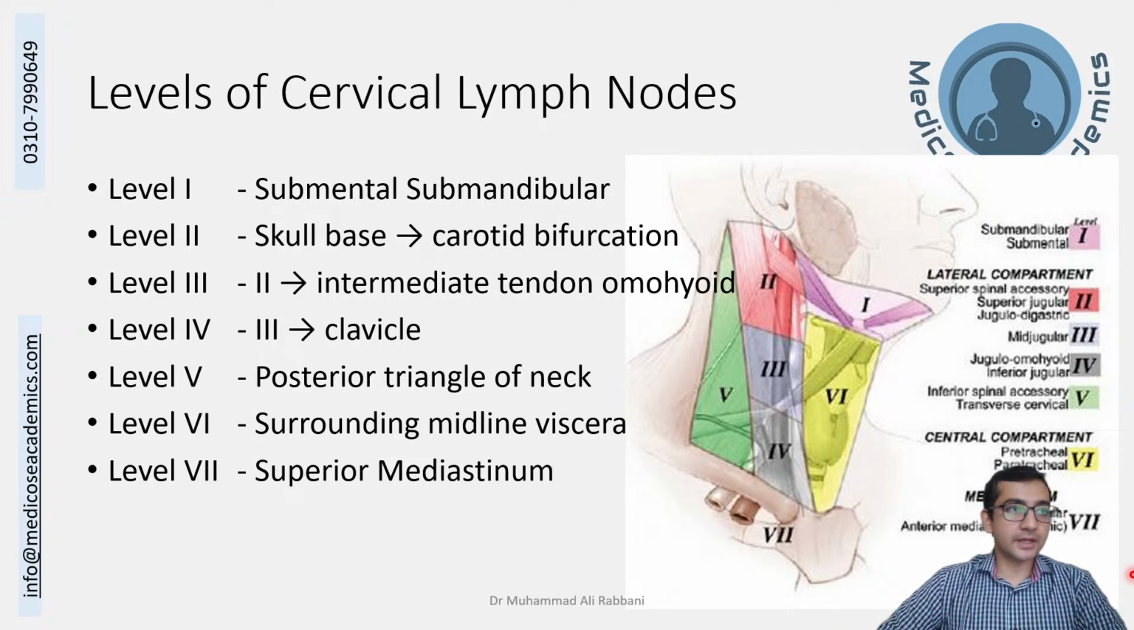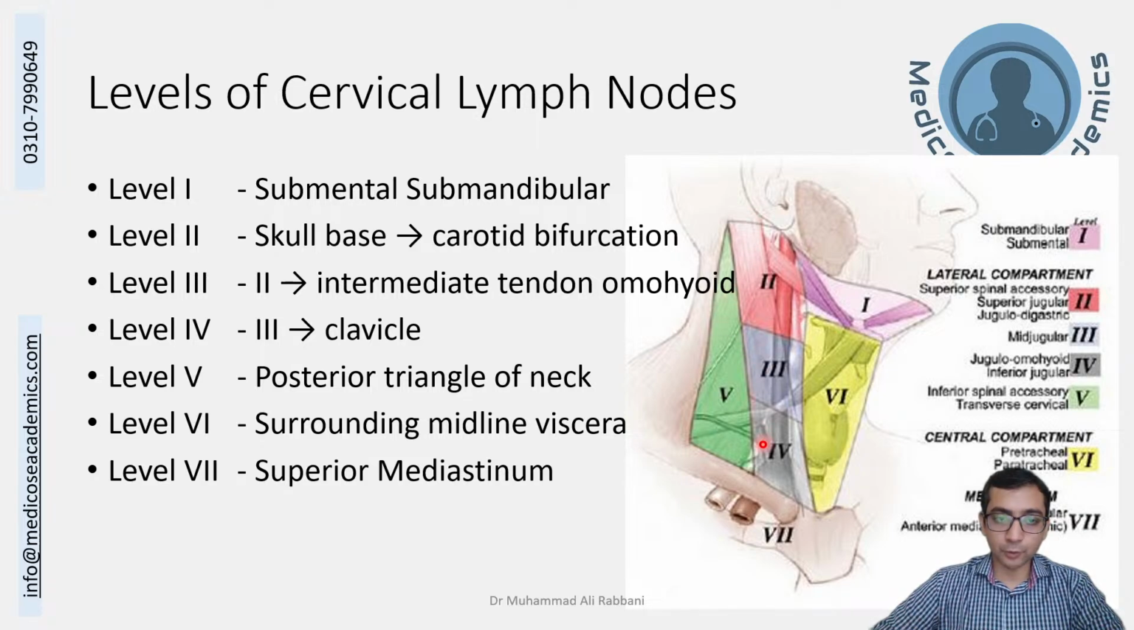Okay, this is one thing that I would like to discuss. These are the levels of cervical lymph nodes in dissections. These are very important in surgery, especially when doing surgeries for breast cancers or other cancers. We talk about which levels of lymph nodes are to be dissected. So level 1 will be the ones present in the submental and submandibular area, the suprahyoid region. That is the first level.